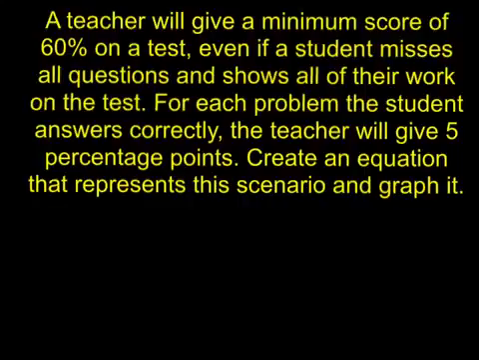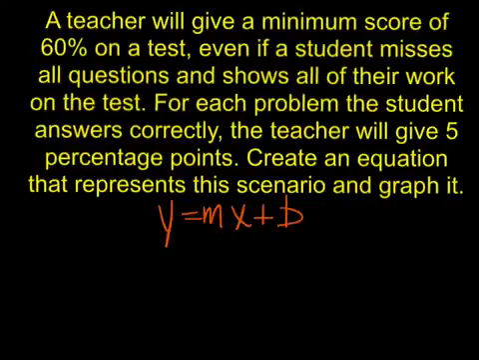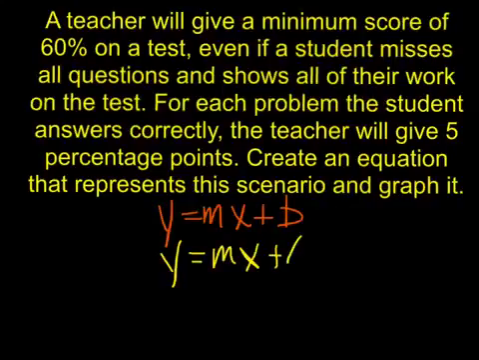What form does our equation have to be in? Y equals mx plus b. Okay, so whatever you turn in, you get 60%, regardless of what you get right, as long as you show your work. So where would the 60 go in the equation? B. It would be in the B spot, right. Alright, so we have 60 in for the B.